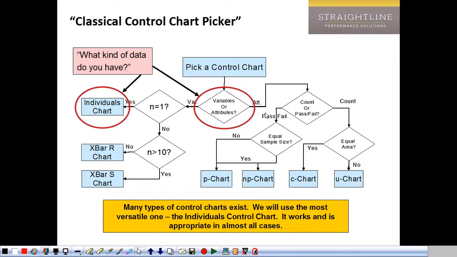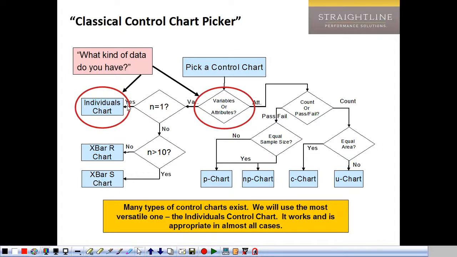Here's a classical control chart picker. All I really want to say about this at this point is we'll cover some of these other charts: the P chart, the NP chart, the C chart, the U chart, the X bar R and the X bar S. By the way, this only scratches the surface. These are just the main Shewhart charts. We are going to focus on the individuals control chart.